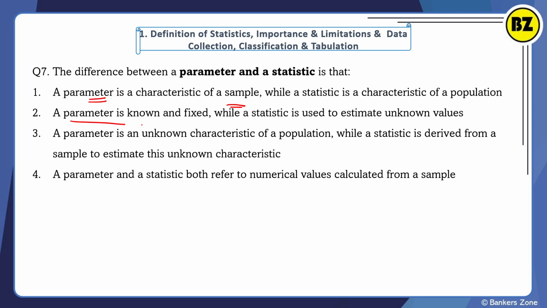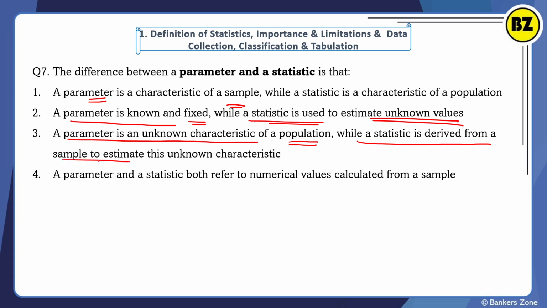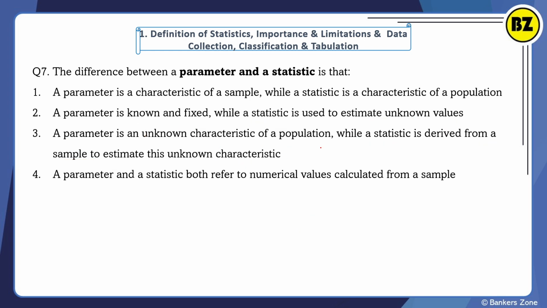Parameter is known and fixed, while statistic is used to estimate the unknown value. So it is also a wrong statement. We have to find the difference, right? Parameter is the unknown characteristic of the population, while statistic is derived from a sample to estimate the unknown characteristic. So it is the most accurate. Parameter is for a population which is unknown, but statistic is derived from the sample to estimate the unknown characteristic. So the third will be your correct option.